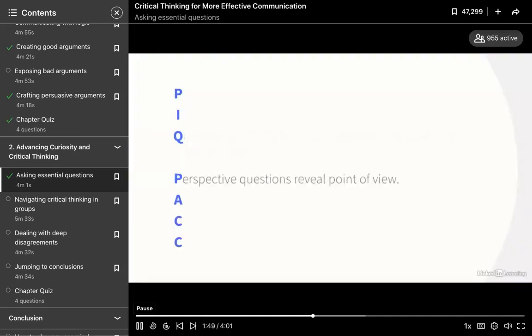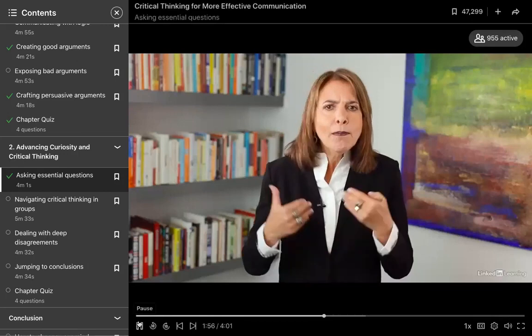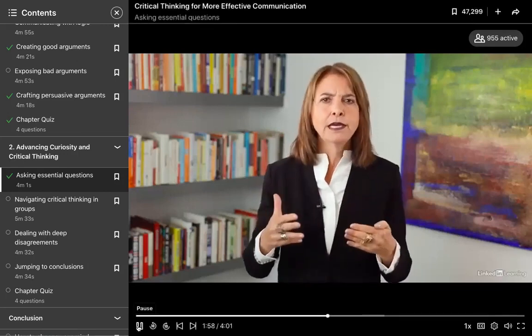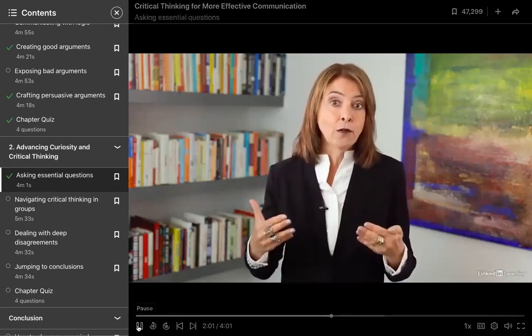Perspective questions reveal the point of view or frame of reference that ideas or thoughts come from. From what point of view are you considering this? Is there another perspective we could consider?